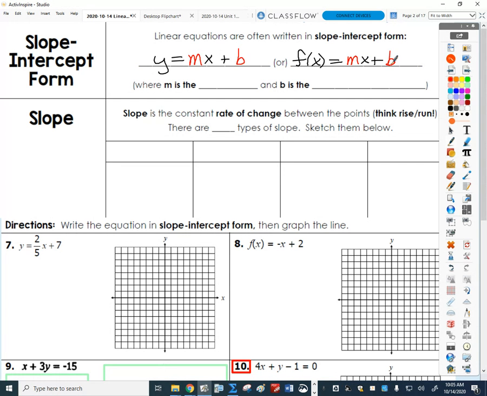Where m is what? What's m stand for? Okay, good, slope. And remember what b stands for? Initial value. Okay. A lot of times if we're doing applications, it would be the start value or the initial value. If we're looking just in terms of graphing it, what does it mean in terms of a graph? It would just be the y-intercept, wouldn't it?